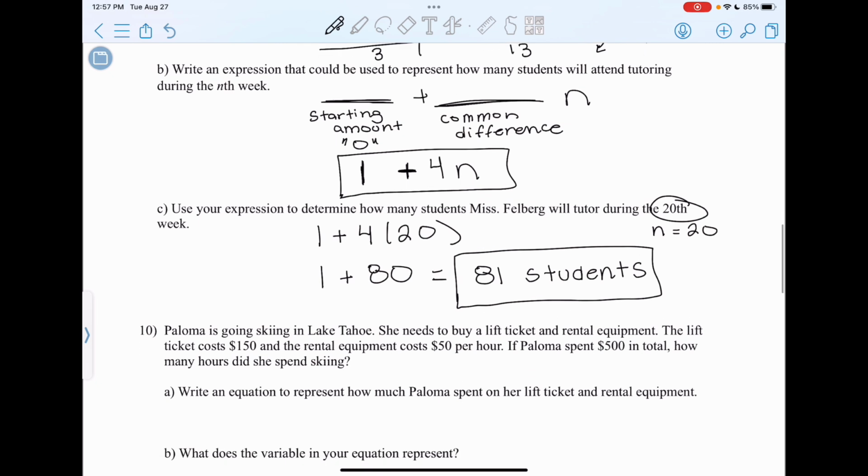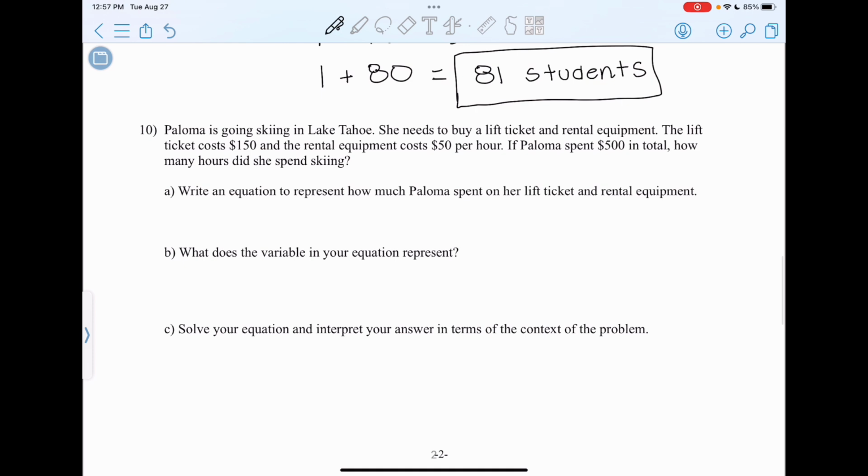Let's try this one more time. Paloma is going skiing in Lake Tahoe. She needs to buy a lift ticket and rental equipment. The lift ticket costs $150, and the rental equipment costs $50 per hour. Remember, our key words are per, each, every. Those tell us where the variable is going to go.